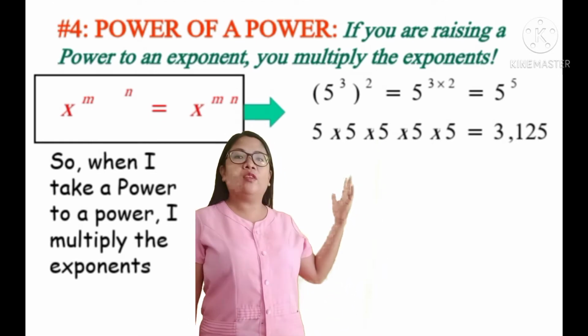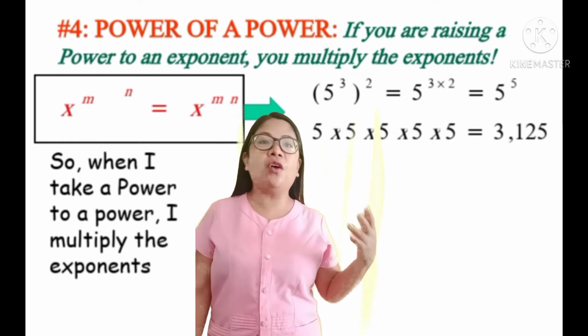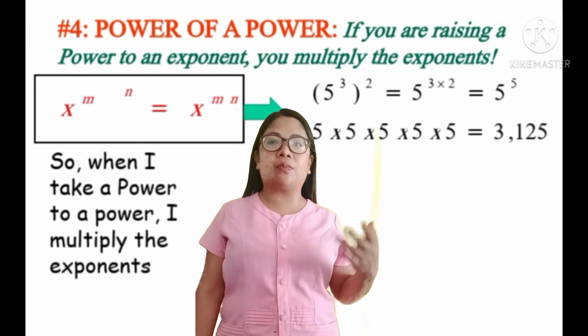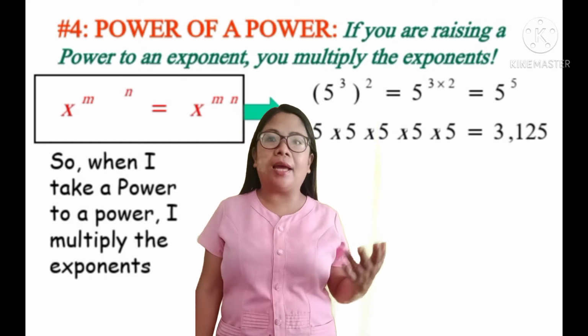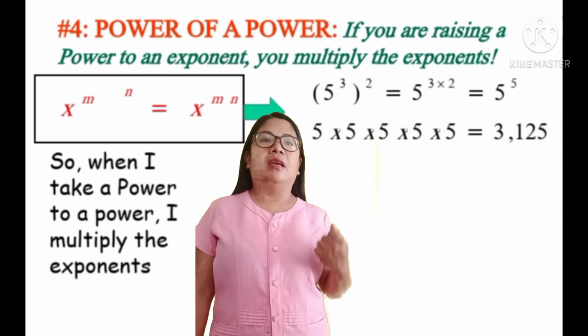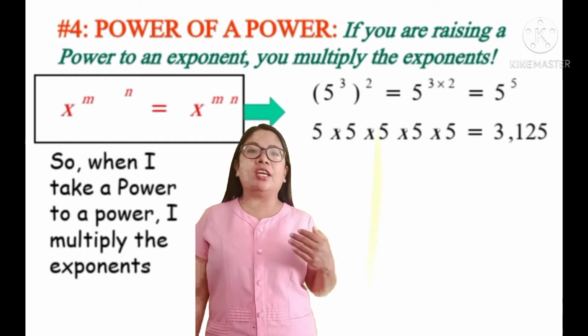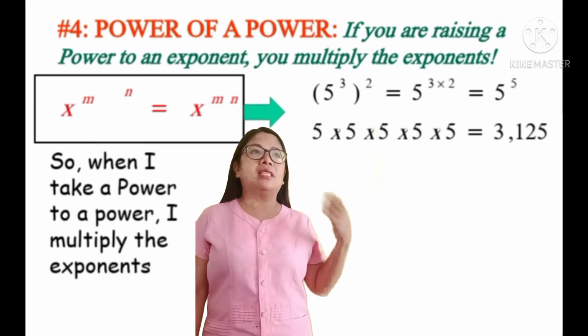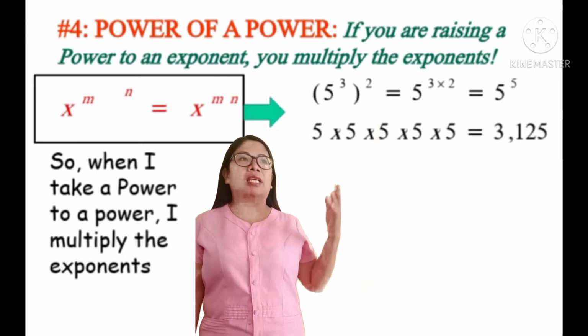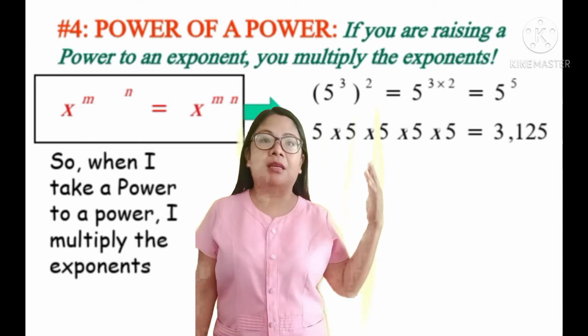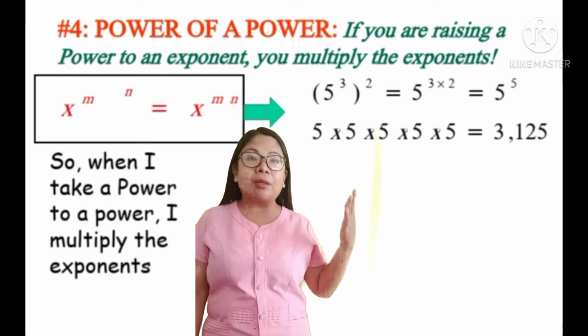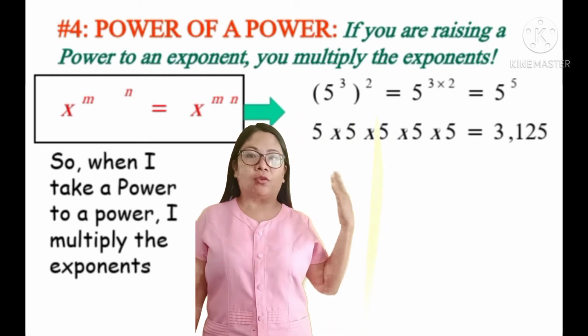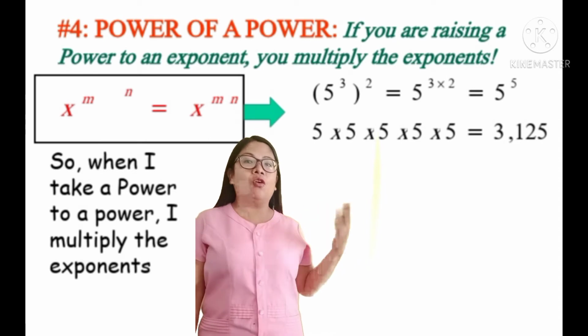Next, power of a power. When we say power of a power, if you are raising a power to an exponent, you multiply the exponents. We have the quantity x raised to m, raised to n. It is equal to x raised to m times n. Again, multiply the exponents. We have here the concrete example.